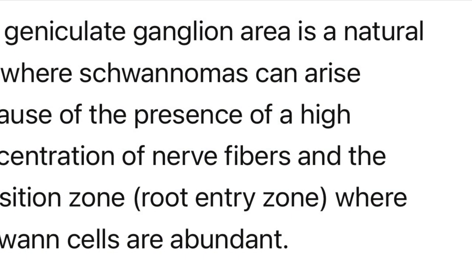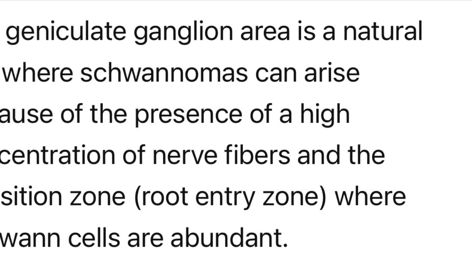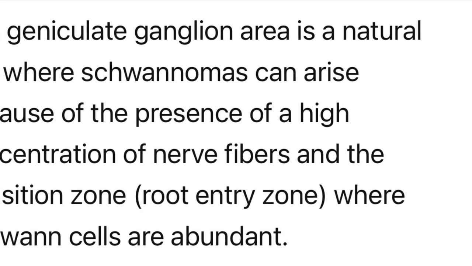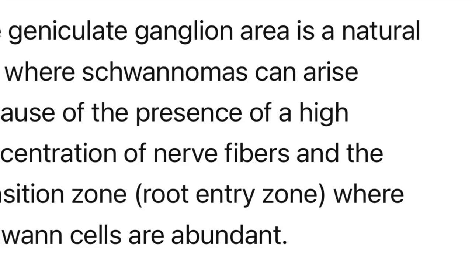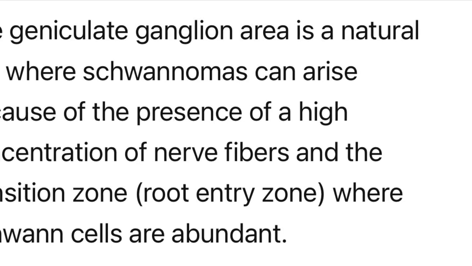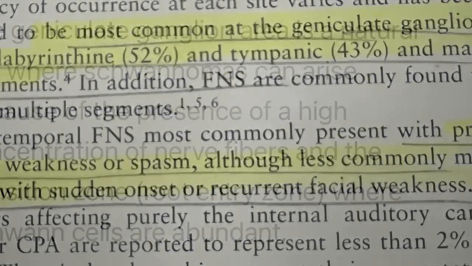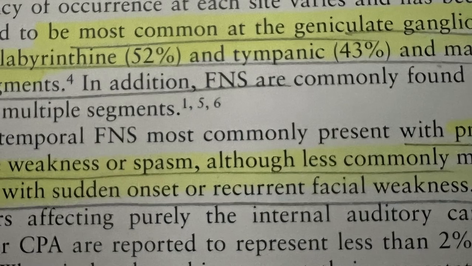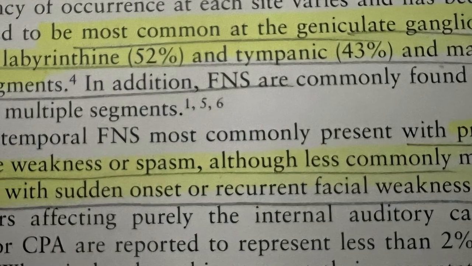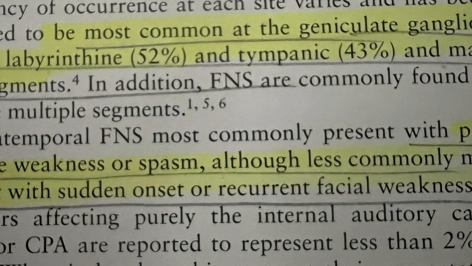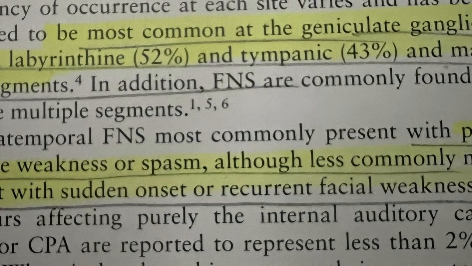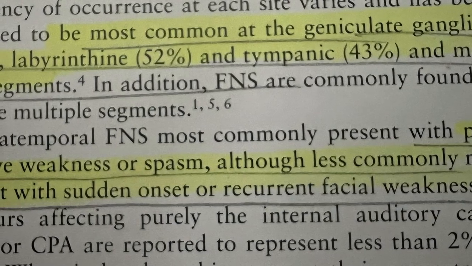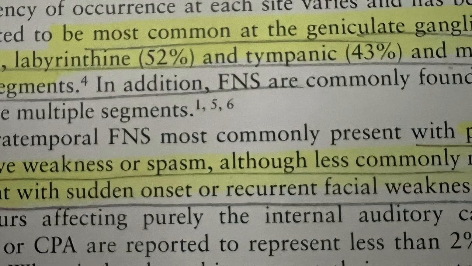Why is the geniculate ganglia the most common site? Because it has a high presence of nerve fibers with an abundant amount of Schwann cells in this area. Facial nerve schwannoma can arise from anywhere along the course of the facial nerve, from the CPA angle to the ramification within the parotid. The presenting symptoms will vary according to the segment involved.